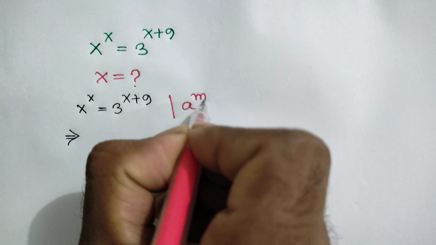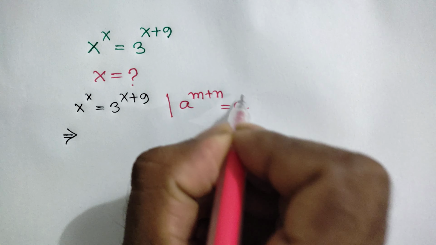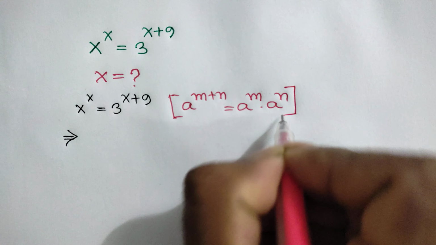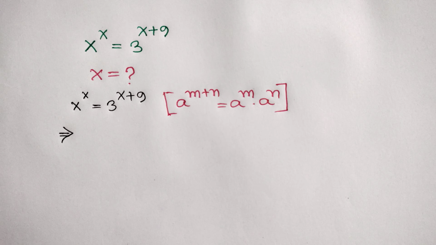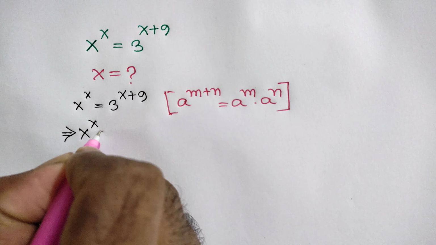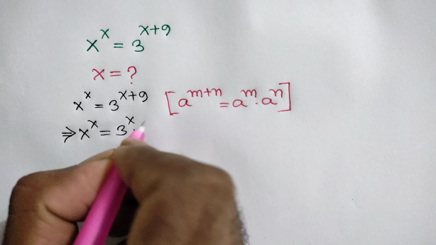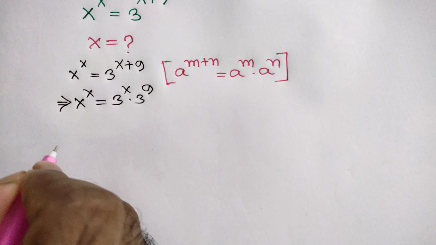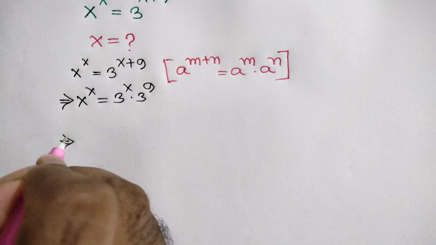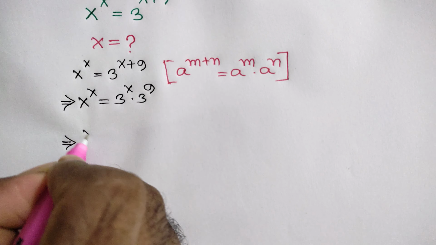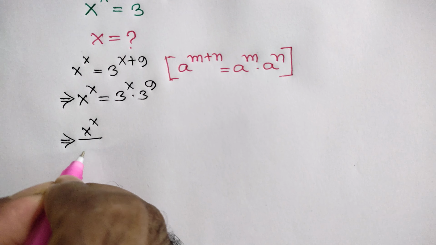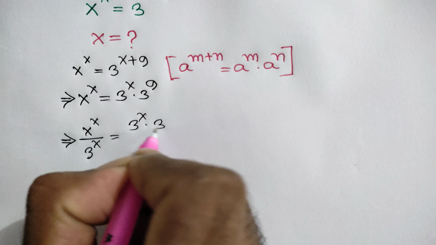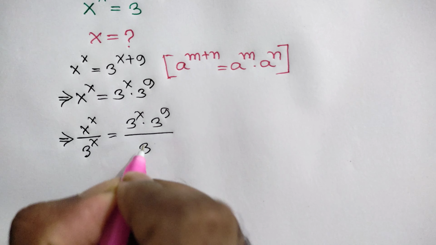a to the power m plus n is equal to a to the power m times a to the power n. Now apply this formula, we can write x to the power x is equal to 3 to the power x times 3 to the power 9. Now divide both sides by 3 to the power x, we can write x to the power x over 3 to the power x is equal to 3 to the power x times 3 to the power 9 over 3 to the power x.